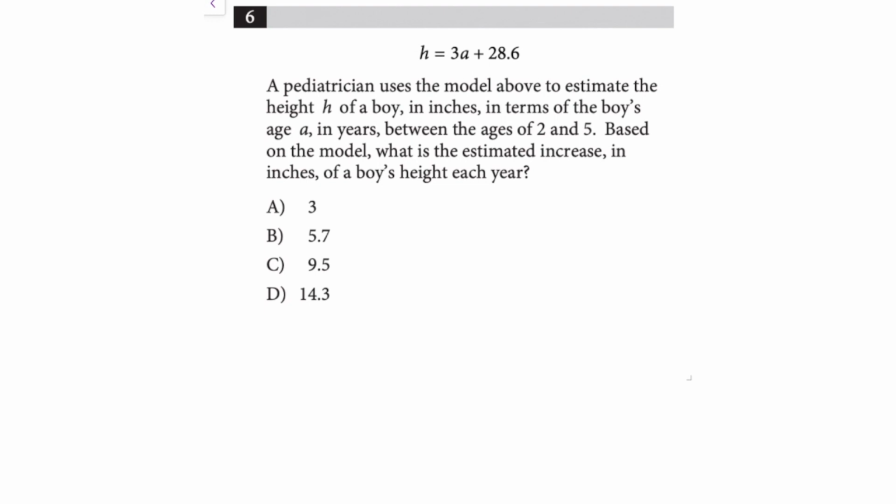Well, if you look at this equation, it is similar to y equals mx plus b, which is the equation for a line or a linear relationship. And the number being multiplied by our input variable, in this case a, is going to be the slope or the rate of change. Okay, so 3 is the rate of change.